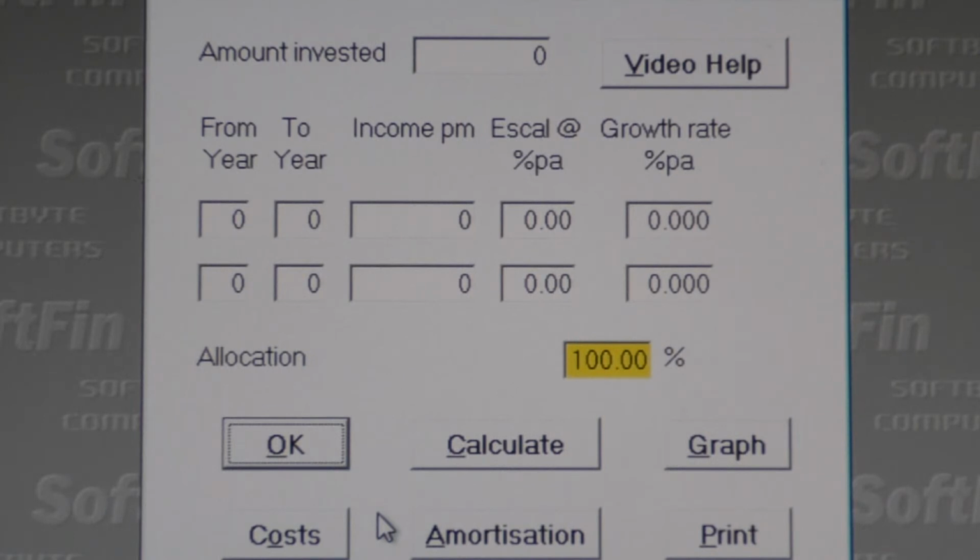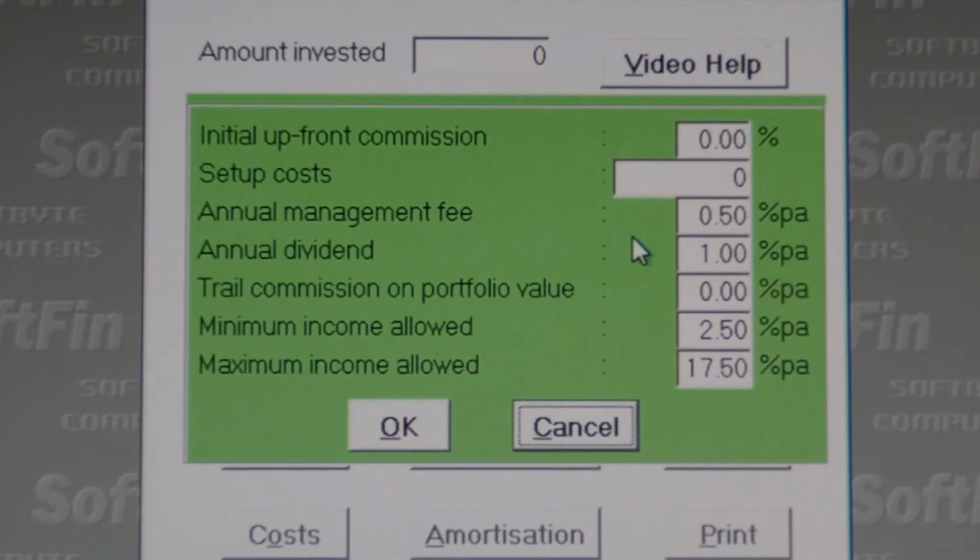This is the new drawdown annuity calculator screen. If we click on the costs button at the bottom left, we can set up costs and commissions. I've entered a management fee and an annual dividend, but you can change these default amounts if you wish. You can see the minimum and maximum percentage of capital that can be drawn, and you can change these two default values if changes are announced. When calculating income drawn shown in the amortization table, the program will adjust the income requested using the values on this cost screen.